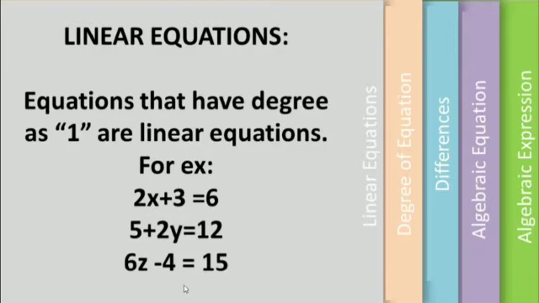Now look at the examples. 2x plus 3 equals 6. Here we have x as the variable and the power of x is 1. 5 plus 2y equal to 12. The variable here is y and the power of variable y is also 1. 6z minus 4 equal to 15. The power of variable z is also 1. So these are examples of linear equations.